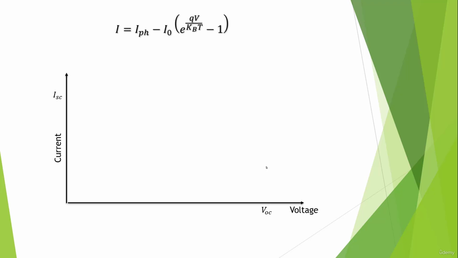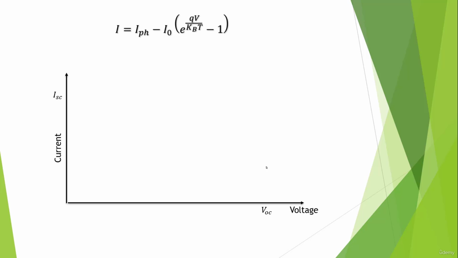T stands for the temperature, K_B stands for the Boltzmann constant, Q stands for the electronic charge, V stands for the output voltage, I_0 stands for the exchange current or the saturation current, and I_PH stands for the photo current, which depends on the solar irradiance and the temperature.